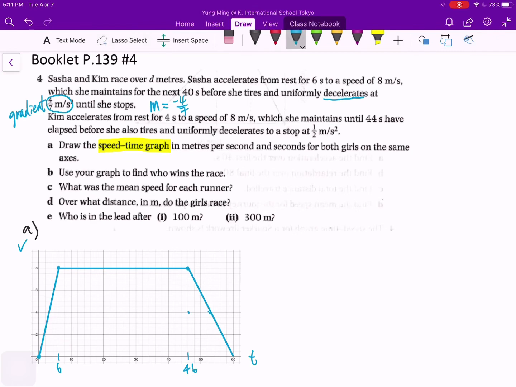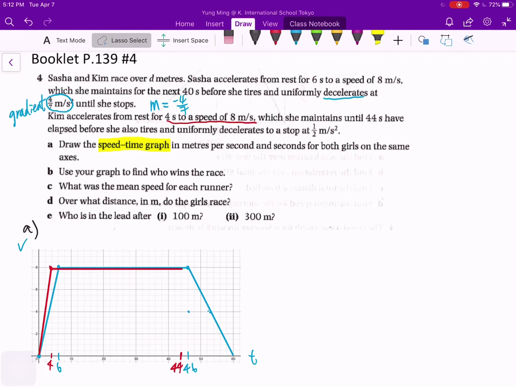So that's Sasha. For Kim, we're going to do the same thing, except we are accelerating from rest for 4 seconds up to a speed of 8. So this is a little bit different. That means by 4, you will get to 8 already. So the first part looks like that. And then we remain at constant speed until 44 seconds. So 44 is over here, and we connect it through like that.